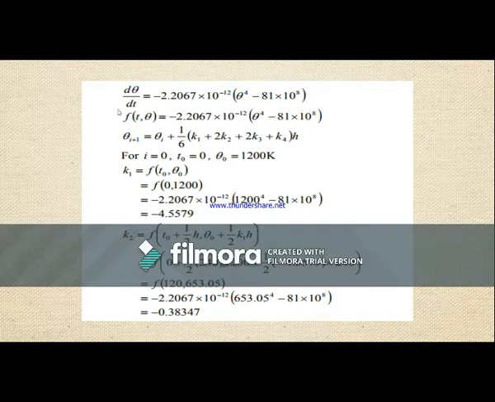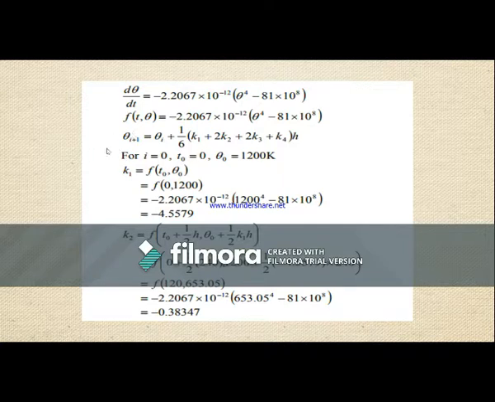The recurrence formula for this question is theta i plus 1 equals theta i plus 1 over 6 times k1 plus 2k2 plus 2k3 plus k4 times the step size, which is h. For i equal to 0, t naught equal to 0, and theta naught is equal to 1200 K, and this is the initial condition for this situation. The k1 is equal to f of t naught and theta naught.